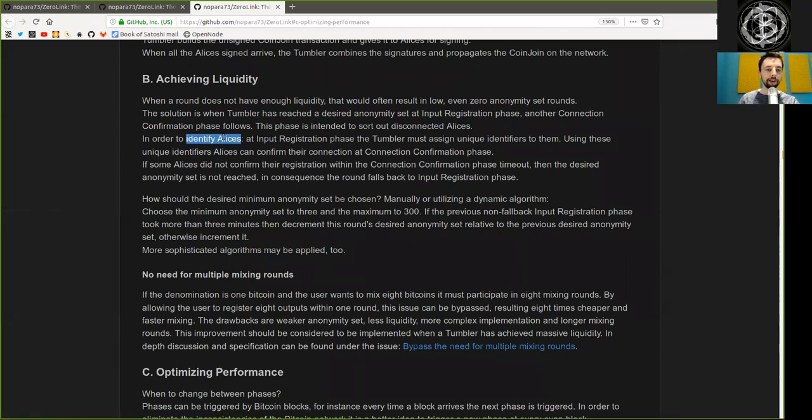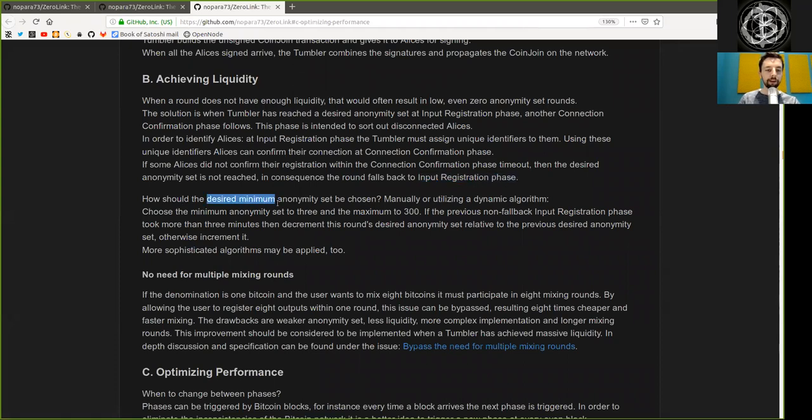In order to identify Alice at input registration phase, the tumbler must assign unique identifiers to them. Using these unique identifiers, Alice can confirm their connection at connection confirmation phase. If some Alice did not confirm their registration within the connection confirmation phase timeout, then the desired anonymity set is not reached. In consequence, the round fails back to the input registration phase.